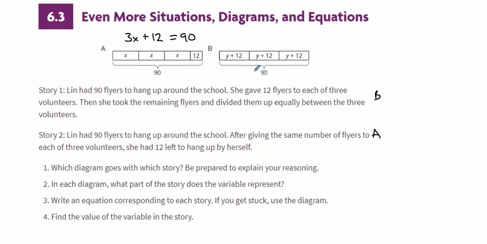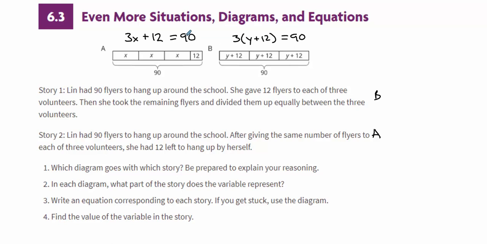In this one, our 90 is equal to y plus 12 plus y plus 12 plus y plus 12. So we have 3 equal parts of y plus 12. So I'm just going to take one of these and multiply it by 3. So 3 times y plus 12 is equal to 90. So let's find the variables. We worked on solving both of these types already.